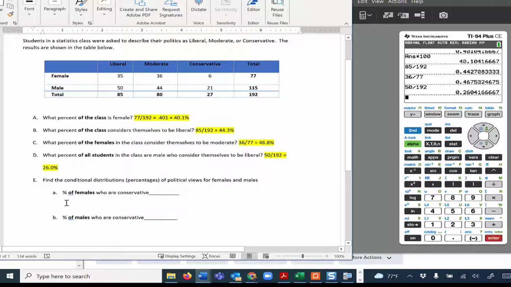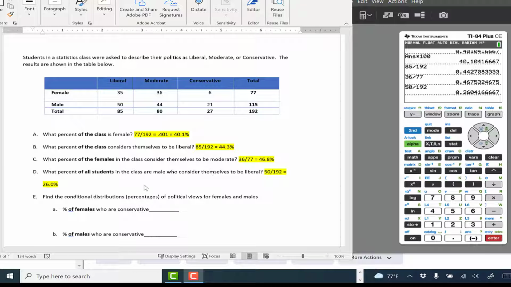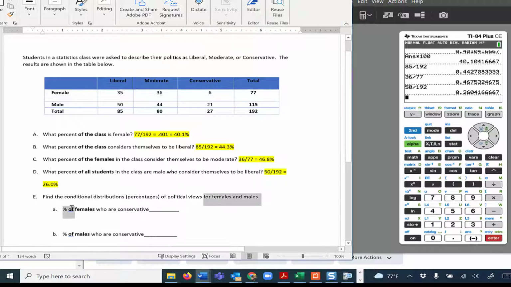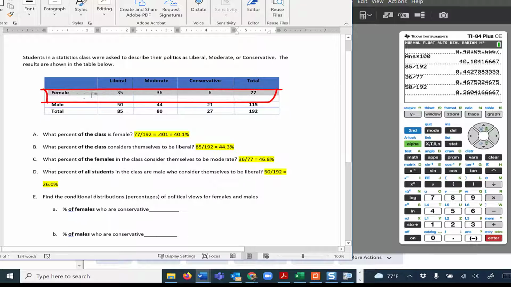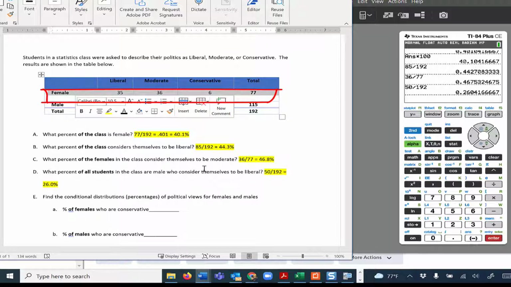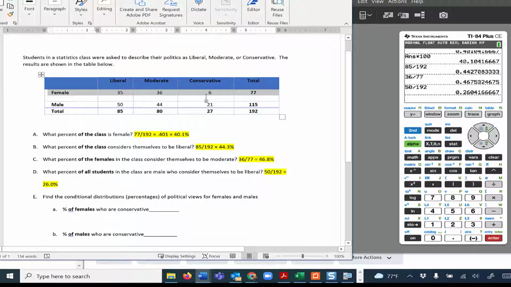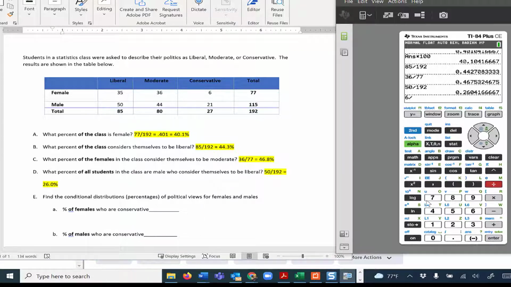Okay, find the conditional distributions, the percentages of political views of females and males. Just another way to ask these. Percent of females who are conservative. So again, percent of females, that means we're only looking at what? We're only going to be looking at the females. So what percent of the females are conservative? We have 6 out of 77. And we can put 6 divided by 77. And so we get about 7.8%.